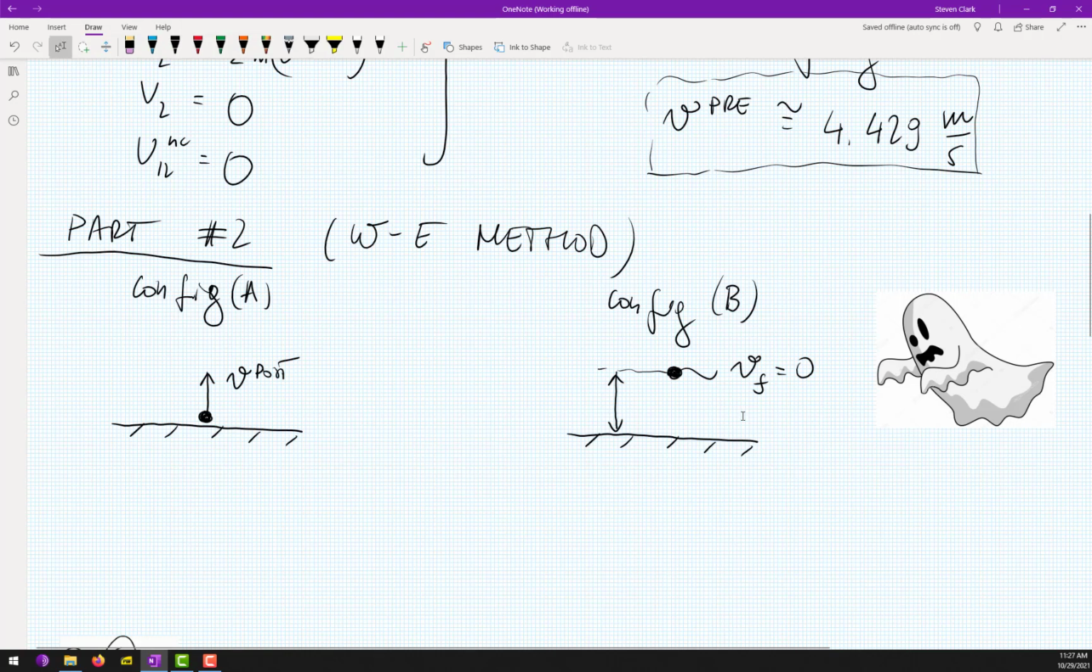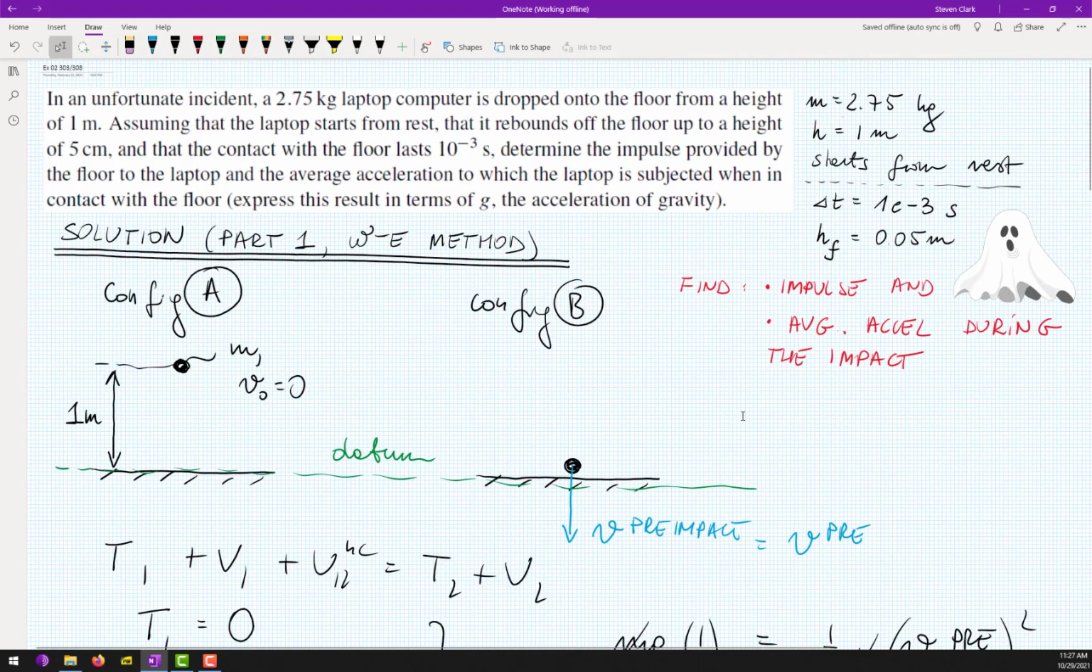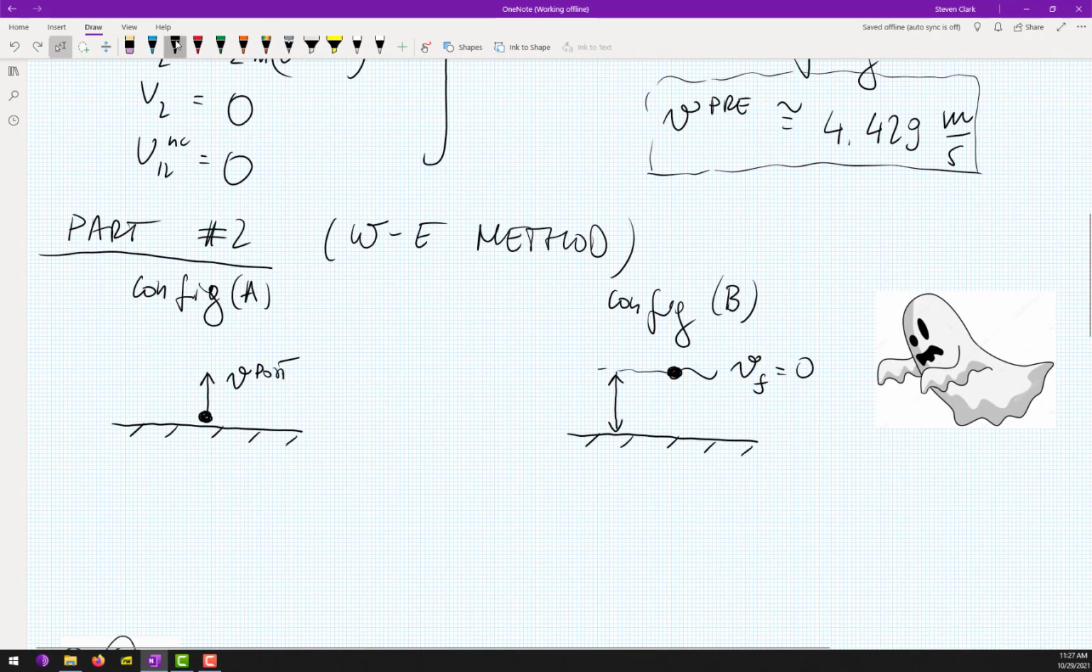And I forgot how big this elevation was. Wait a second. I'm gonna scroll up the board, okay? Okay, it's 5 centimeters, yes? The final elevation is 5 centimeters. So I'm gonna put 0.05 in here. And that's it.